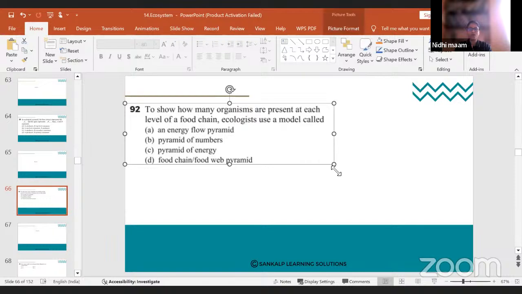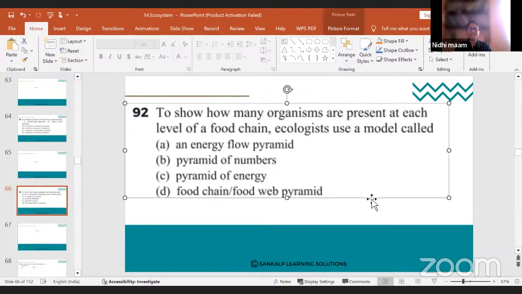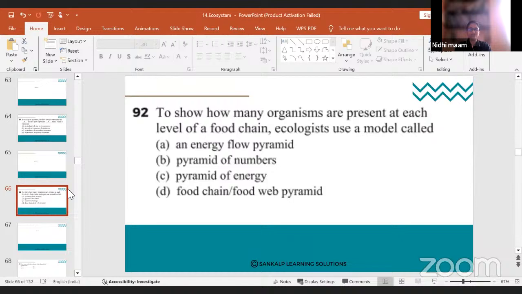Next question. To show how many organisms are present at each level of a food chain, ecologists use a model: an energy flow pyramid, pyramid of numbers, pyramid of energy, or food chain web pyramid. Sudeep, Ganesh Kumar Pujari and Kadroli Mahesh are active on YouTube. Very good. Ranjita and Mahalakshmi answered it. Let us check the answer. Option B, that is pyramid of numbers, is the right answer.